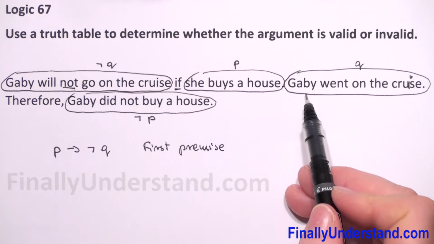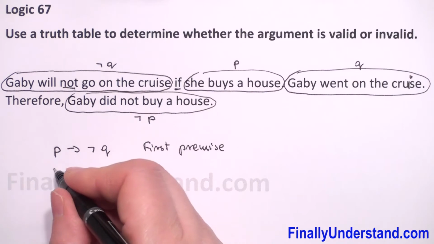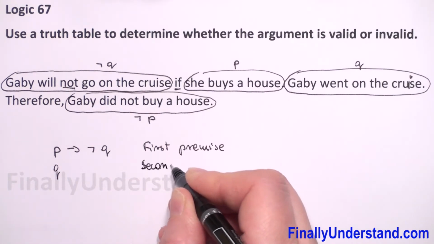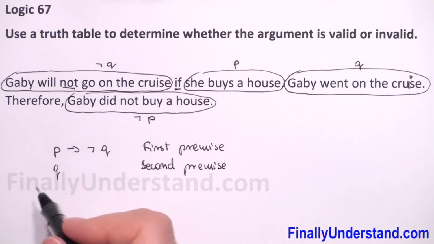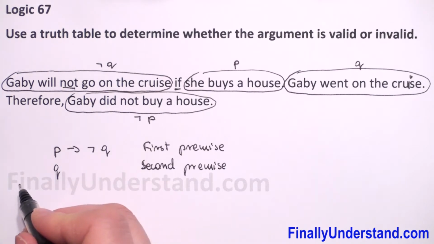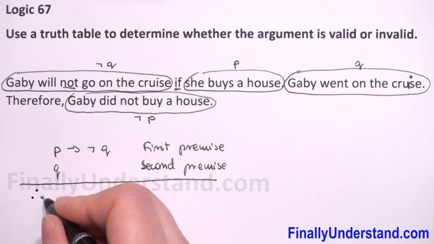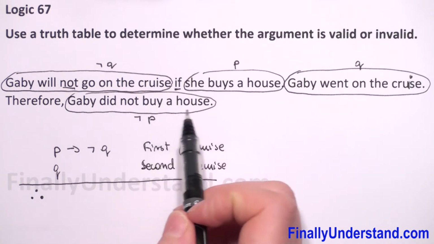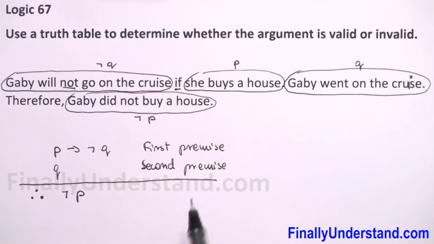Next we have "Gabi went on the cruise." So this is our second premise. And we have the word therefore, so we will underline our premises and we will put 3 dots for the word therefore. And we have "Gabi did not buy a house." This is not P. We have our argument in symbolic form.